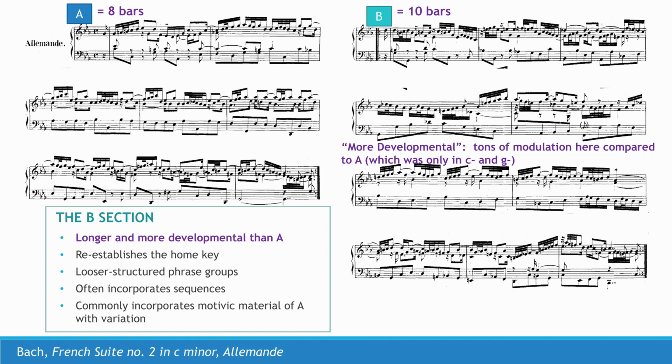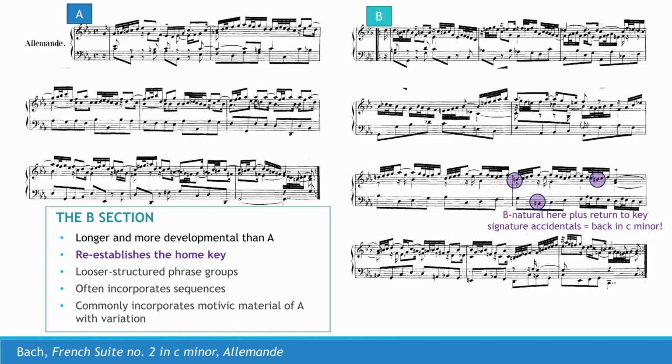All right, our second property. Our B section should reestablish the home key. In other words, it should come back to C minor at some point. Well, easiest way to do that is to look for the accidentals of C minor and the raised leading tone of C minor. And we can see in the third system of B that the B naturals, which are the leading tones of C minor, start to come back in. We have B naturals, which I've circled in purple, and we also have a return to the 3 flats of the key signature. We don't have other accidentals at this point. So this is the proof that we are now back in C minor.